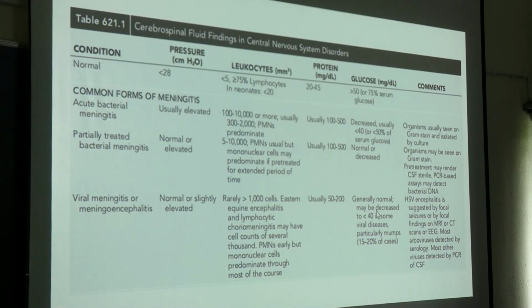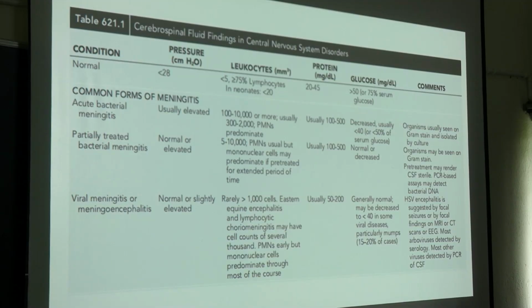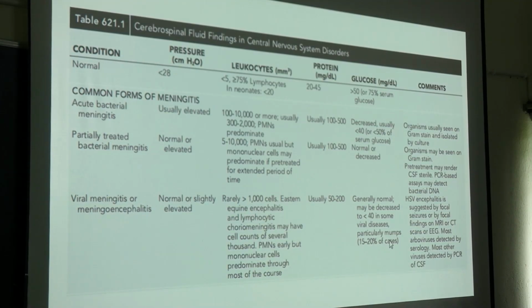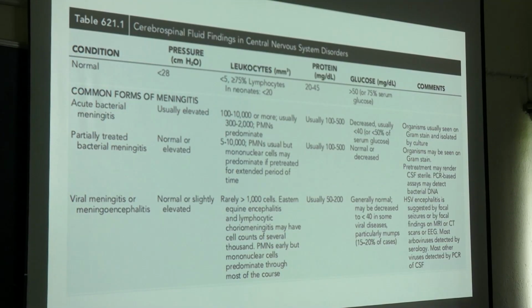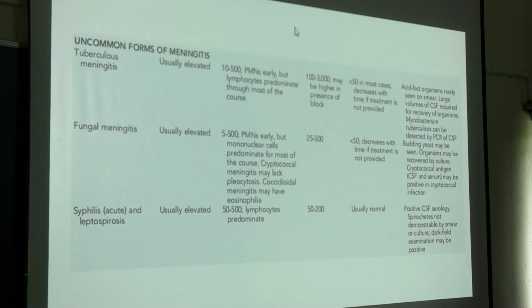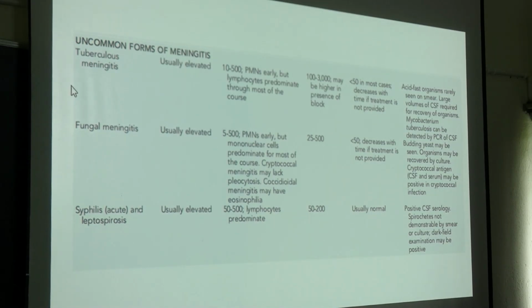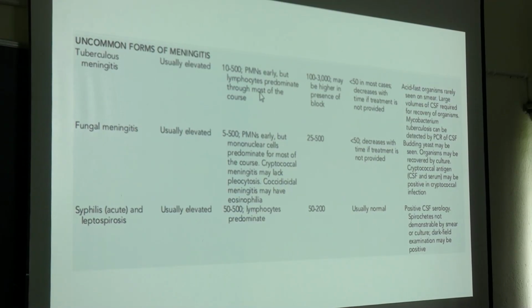In viral meningitis, the glucose content of the CSF is usually normal. Rarely, in mumps, it is usually below 40. Otherwise, in most cases of viral meningitis, the CSF glucose level is usually normal. Next is tubercular meningitis. Pressure is elevated. Cell count is higher, 10 to 500, but the lymphocytic predominance will be there.